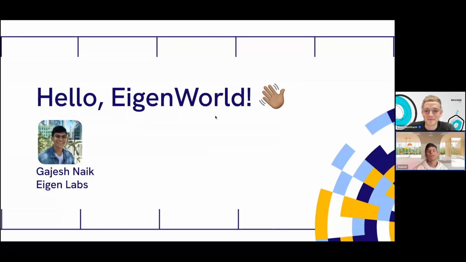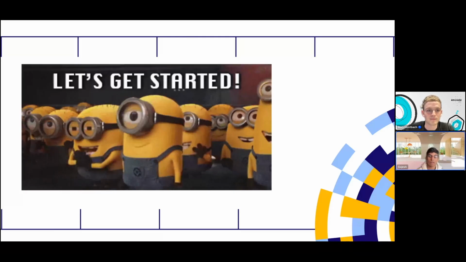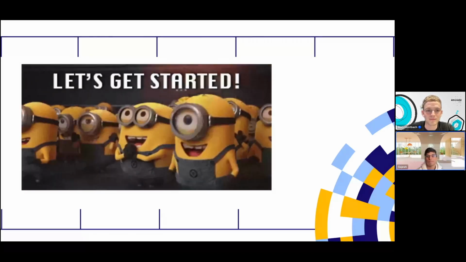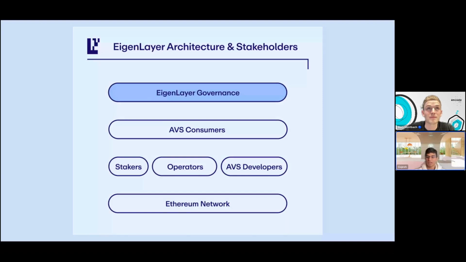Let's get started. So this topic is Hello EigenWorld, our version of HelloWorld. This is going to be super simple. Let me start with how it works. These are all the stakeholders in the EigenLayer ecosystem: EigenLayer governance, AVS consumers, stakers, operators, AVS developers, and then there is the Ethereum network.